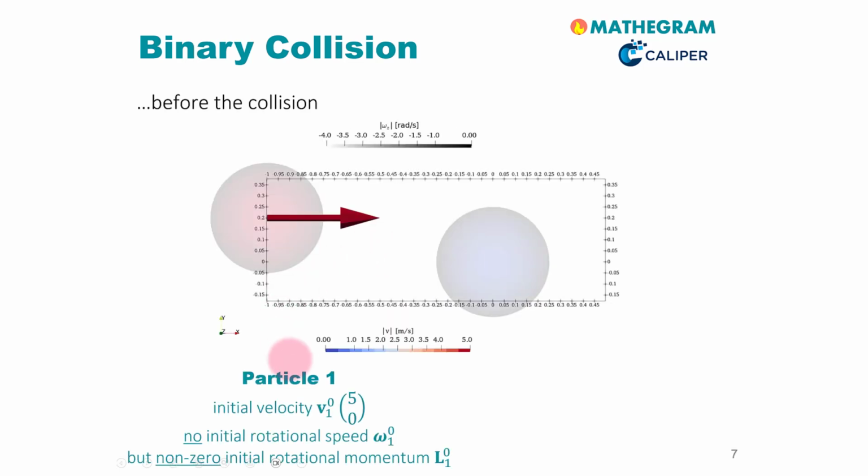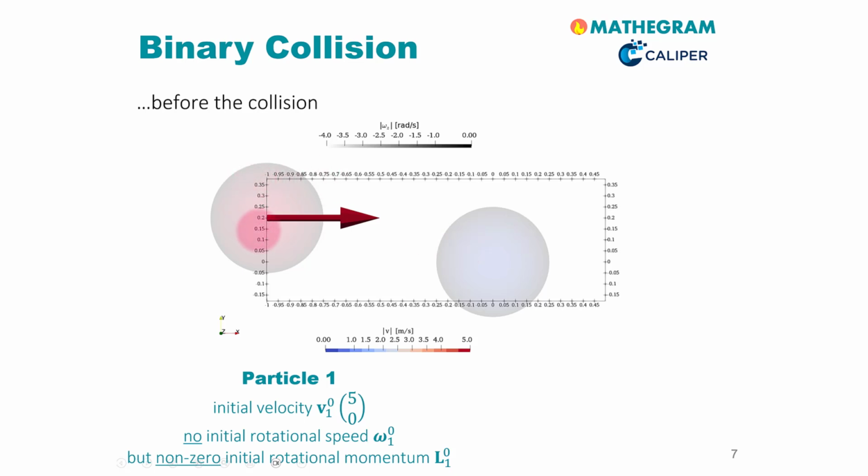Particle 1 is moving with a velocity of 5 meters per second in the x direction and 0 meters per second in the y direction. We have no initial rotational speed of both particles. Both are at rest. Particle 2 is at rest, has no rotational speed.